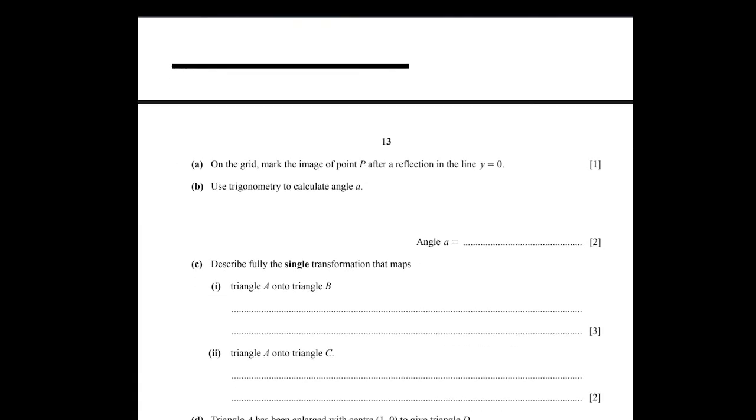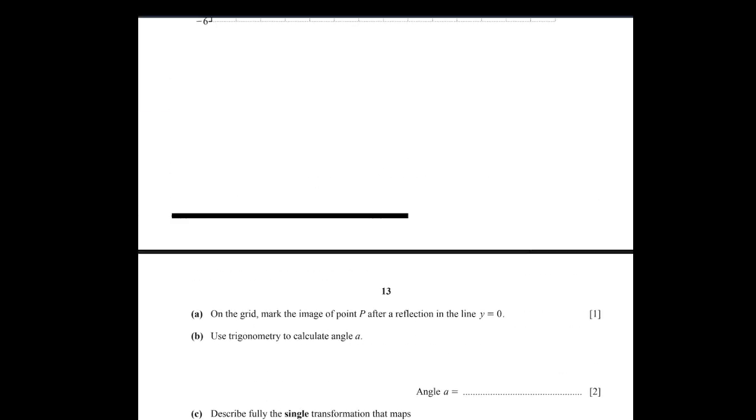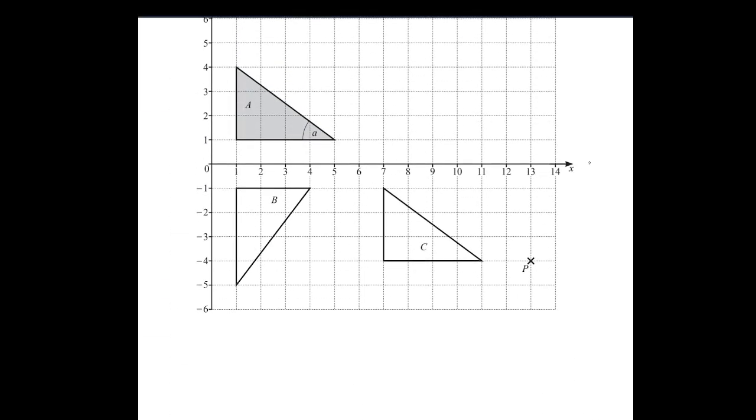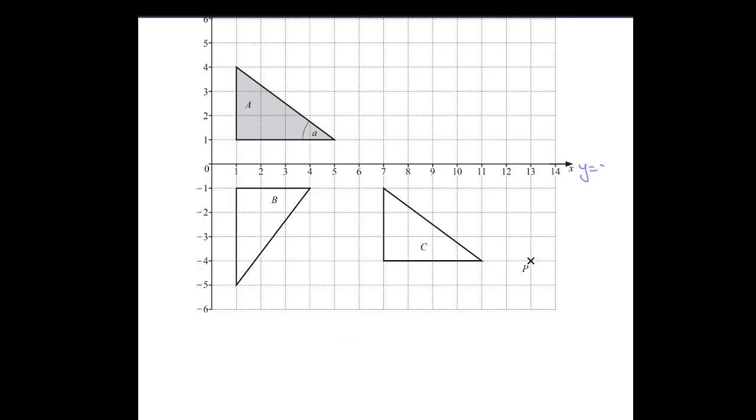Question number A. On the grid, mark the image of point P after a reflection in the line y equal to 0. So now y equal to 0 is the x-axis, you know already. So we have to reflect this point P in this line. When you see this point, it is 1, 2, 3, 4 boxes below. So just go 4 boxes above. So 1, 2, 3, 4. So point P will be this, the reflection.